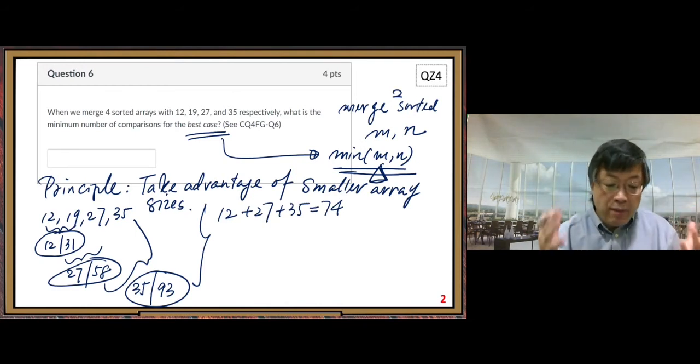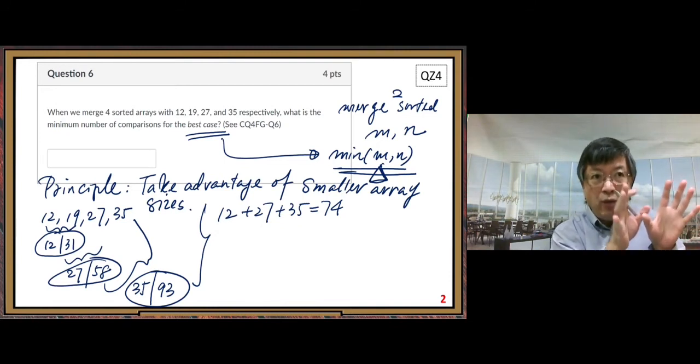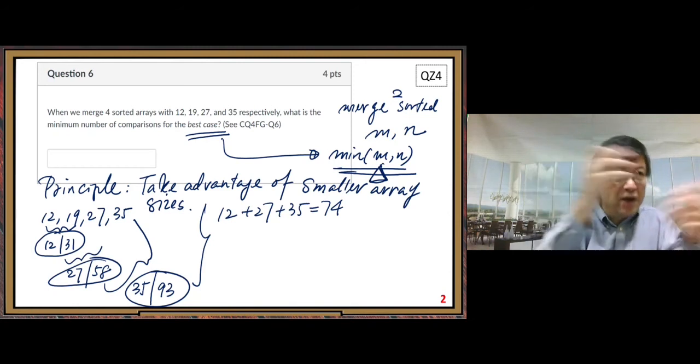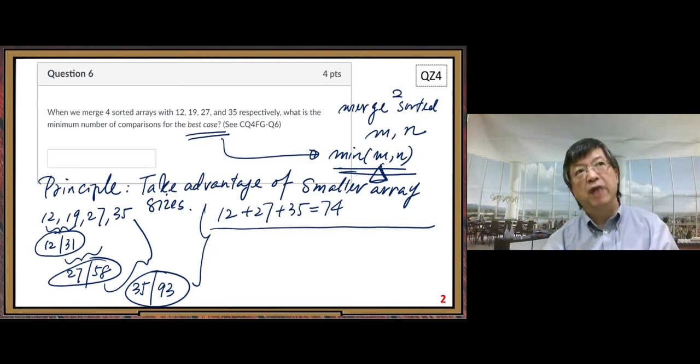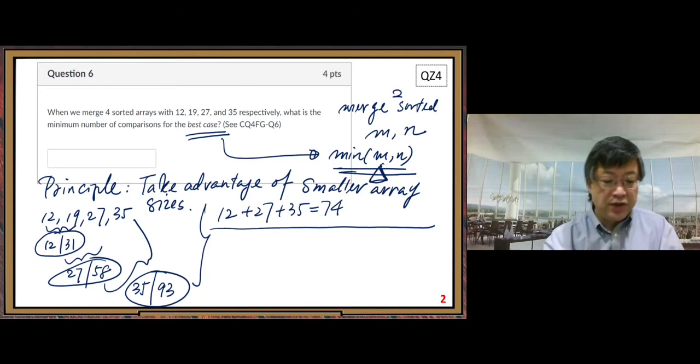Although we try our best, when we do the merge, we try to use the arrays with the smallest possible sizes, you may not use the best strategy. Even if you try to follow that principle, you may not use the best strategy, right? So here, let's use another strategy and see if we can improve this answer.